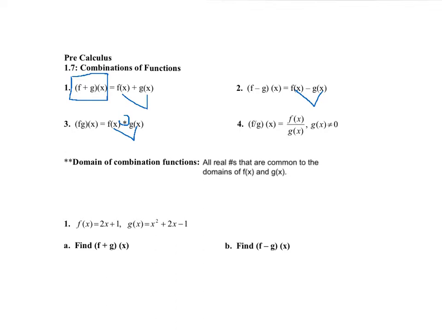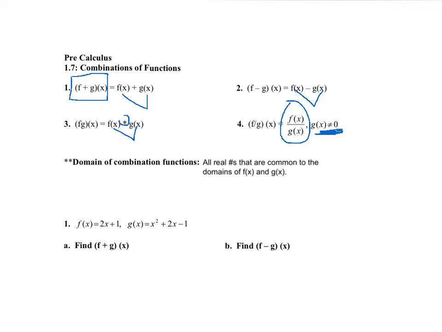And here, if you have f over g, well, then that's just the same thing as saying f of x divided by g of x. And one restriction, that g of x can't equal 0, because then it would make it undefined. For number 4, if we switched it and said g over f of x, well then f of x couldn't equal 0. You'll see a lot of this is just kind of basic, adding and subtracting like terms and multiplying and dividing.